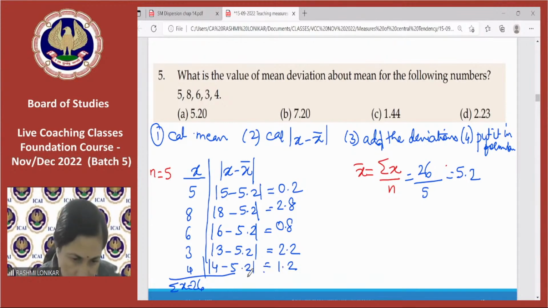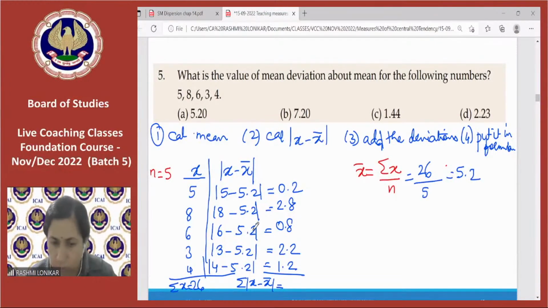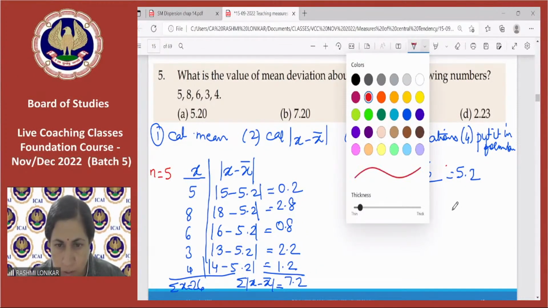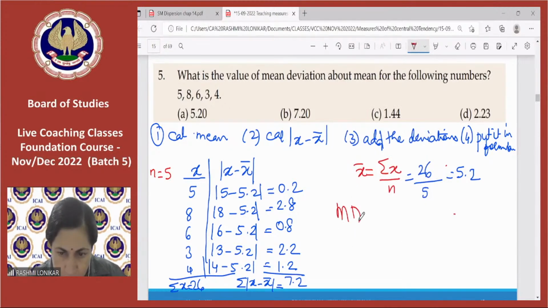Now, can I have summation of the absolute values of x minus x bar from you? Can I have that value? This is 3, this is 6, 7.2. Yes, very good, 7.2. Now, I will put it in the formula. I know the formula. What is the mean deviation about mean? Mean deviation about mean is equal to 1 upon n summation of the absolute value of x minus x bar.